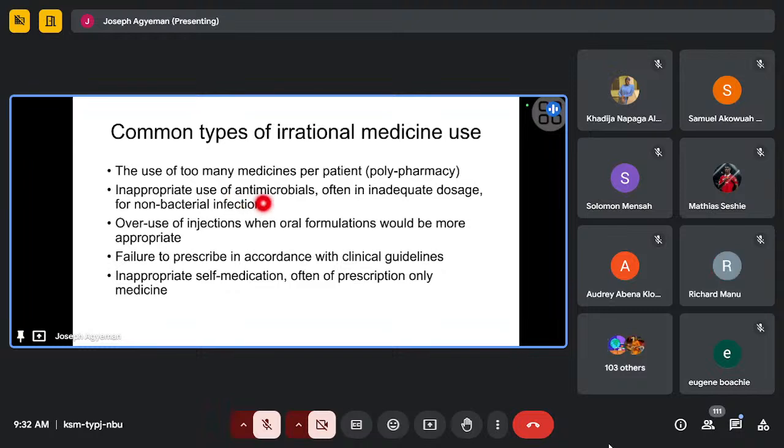Inappropriate use of antimicrobials, especially when you don't use it in adequate doses, or when you don't even have any bacterial infection. This normally happens in the community setting. You have some women all the time at the end of their menses. They feel like taking antibiotics. They feel like they have some infection there, which they really don't have. And therefore, they use this antibiotic.